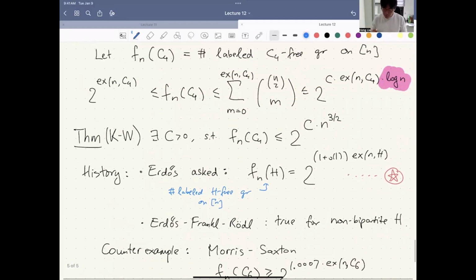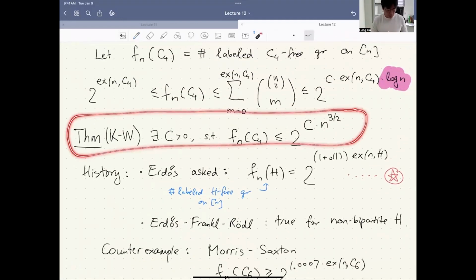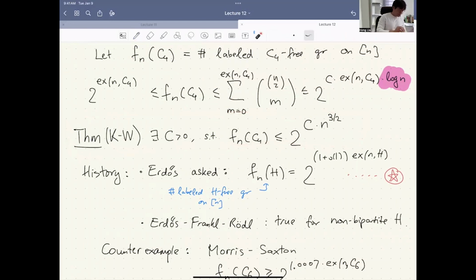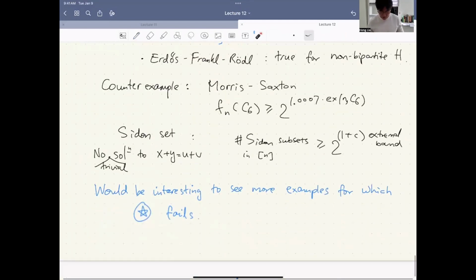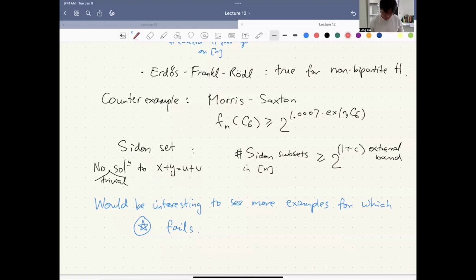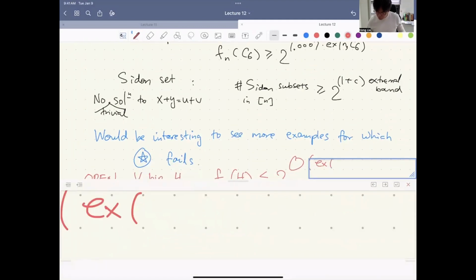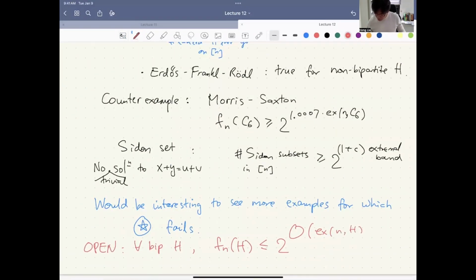Now, coming back to Kleitman-Winston, let's prove it. It's also open to prove that for any bipartite graph we have big O of that, which is considered a difficult problem. For any bipartite H, Fn of H is at most 2 to the big O of the extremal number, not 1 plus little o(1). We know it's not true otherwise. Big O of that.